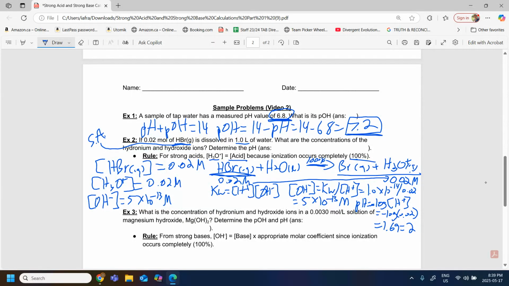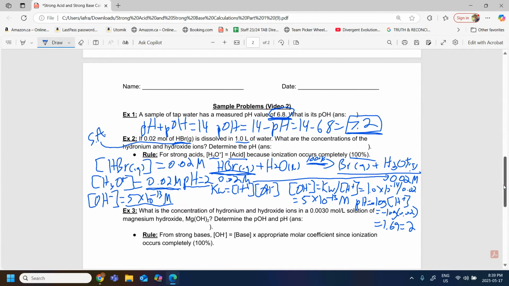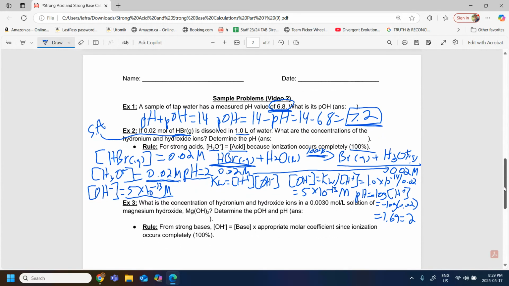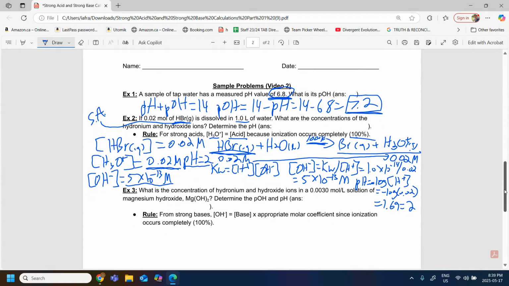So the pH is 2. And this makes sense. The H3O plus concentration is higher than the OH minus concentration. This means the solution would be acidic, and a pH of 2, which is less than 7, supports an acidic pH. So in this question we learned that if you have the concentration of an acid, the concentration of the H3O plus is simply that concentration of the acid, because all of the acid ionizes to H3O plus in solution, providing that it's a strong acid.